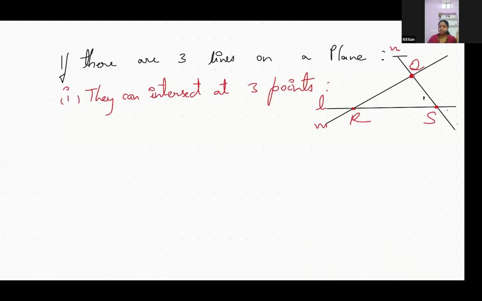Now, one more thing happens. They can intersect at 2 points also. Three lines on a plane can intersect at 3 points, and they can intersect at 2 points also. How? Let's see.